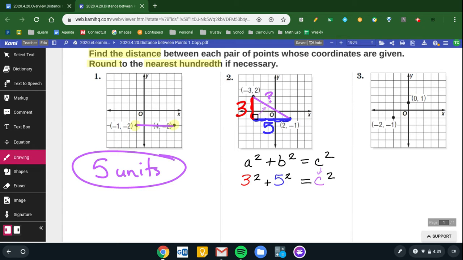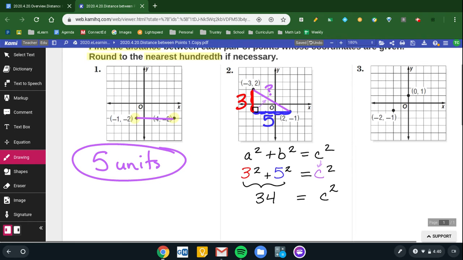And so what we're going to do now is we're going to go ahead and solve for C. Before we solve anything, why not simplify? 3 squared is 9, 5 squared is 25. Even if I use my Desmos calculator, it would take care of that quite quickly to find that C times C is equal to 34.